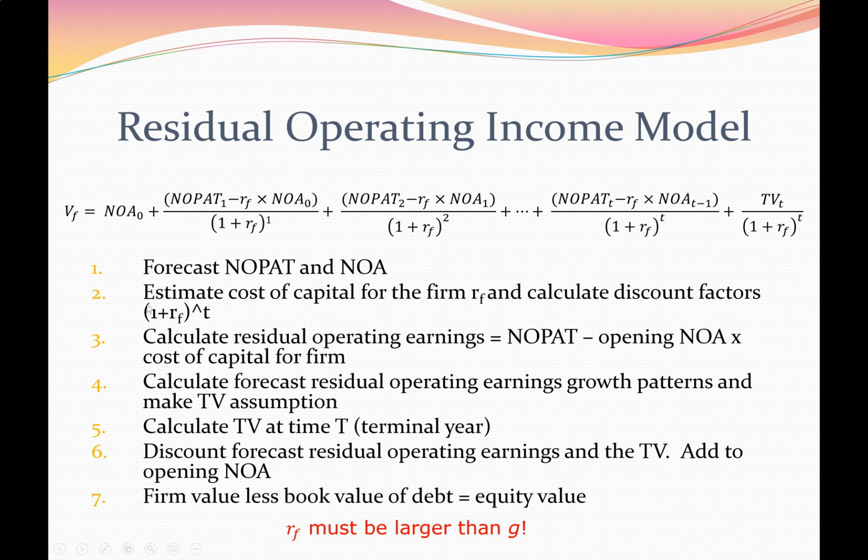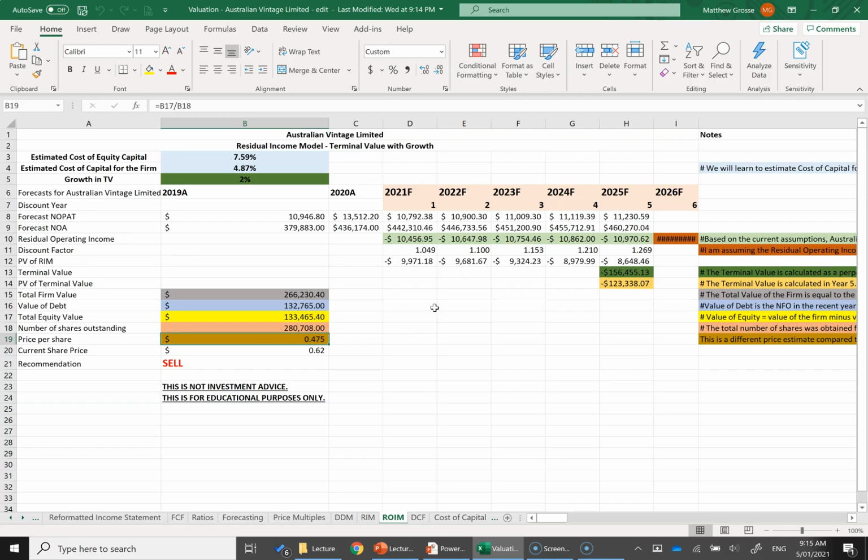Our second step is going to be to estimate the cost of capital for the firm. Not the cost of equity capital, but the cost of capital for the whole firm. So that's including debt and equity. And that's got this little RF notation here, cost of capital for the firm. So once we've got these forecasts and we've got the cost of capital, we've got all the parts of our formula here that we can fill in until we get to the terminal value. So let's have a look at that in Excel.